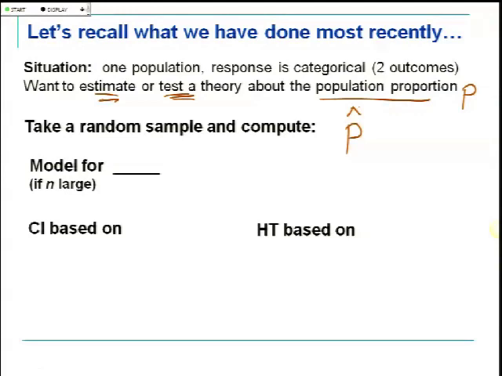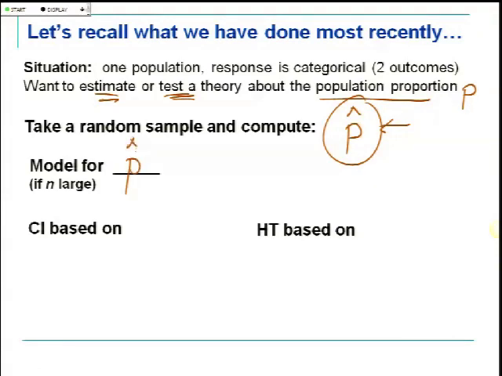I also wanted to do more, come up with an interval estimate or test a theory. And for that, we needed to know a little bit more about this estimate. We needed to know its model for describing what kind of values you could get for that estimate if you were to take a sample over and over again. Because the value we get for our one sample is probably not equal to the true proportion P, but we certainly hope it's close to it, and we need to know a little bit about the behavior of that P hat, how it tended to vary. So we studied the model for P hat.